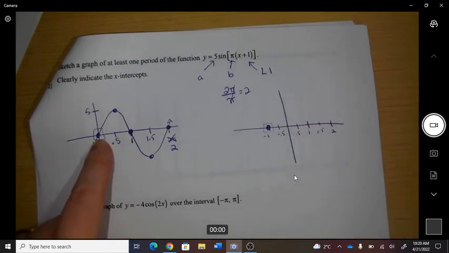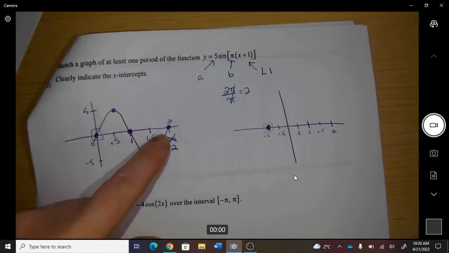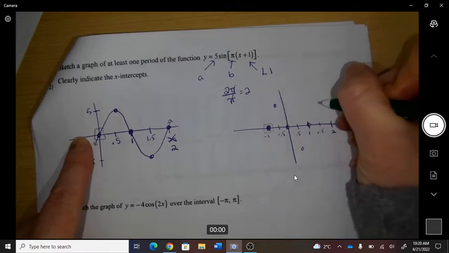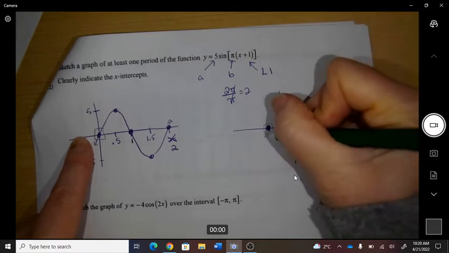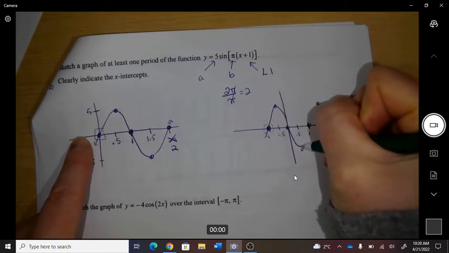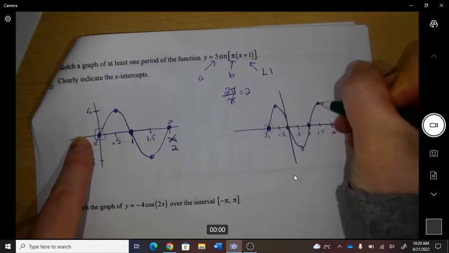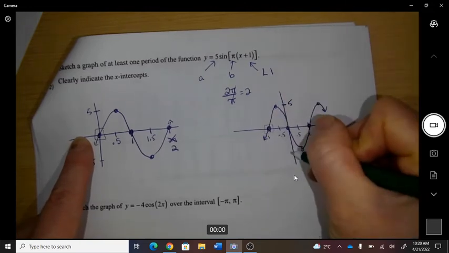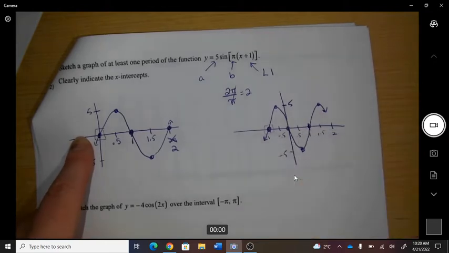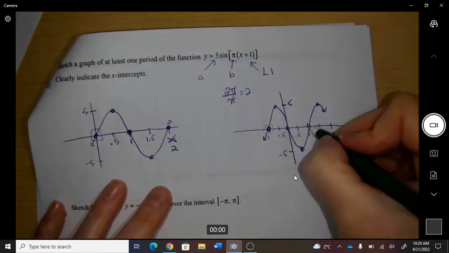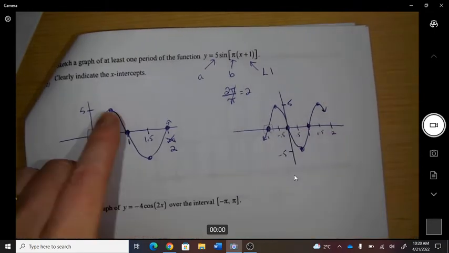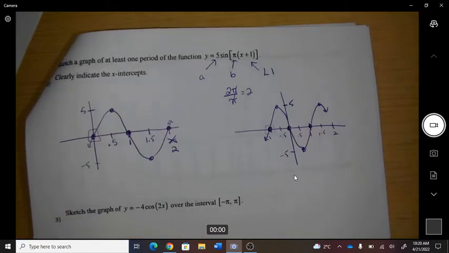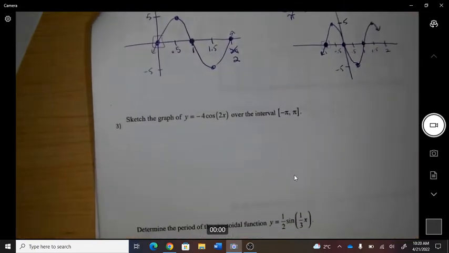Okay, so now I'm going to follow this point. So from there, I'm going to go up, mid, down, mid, up, and so on. Marking the top as a 5 and the bottom with a -5 height. So my x-intercepts are clearly labeled, and it says to graph at least one cycle. So I've done that.